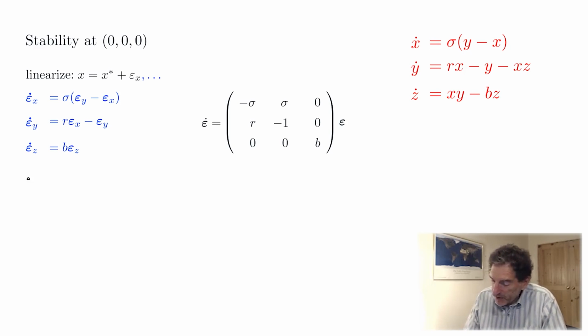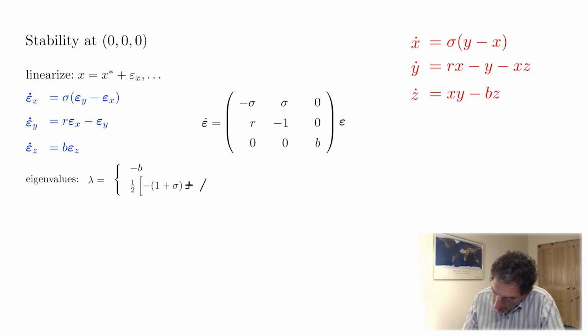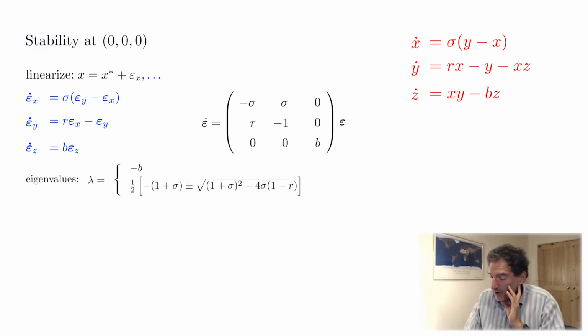The eigenvalues of this matrix are easy to calculate, so let me just write them down. Minus b. And then there are two other eigenvalues that are 1/2 times minus 1 plus sigma, plus or minus the square root of 1 plus sigma squared minus 4 sigma times 1 minus r. So there are two cases that emerge from this set of eigenvalues.